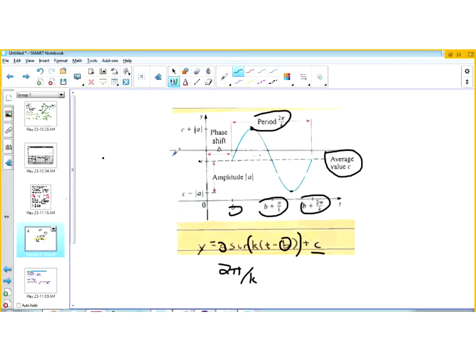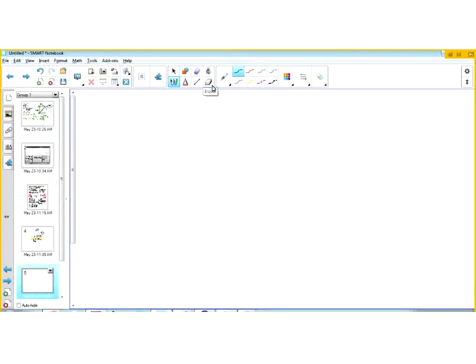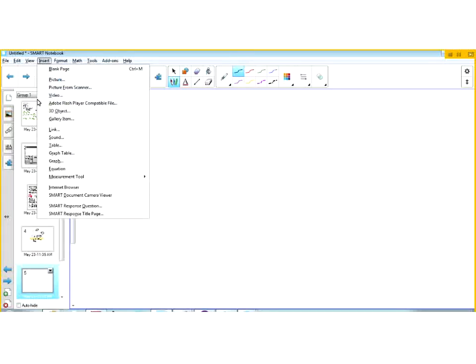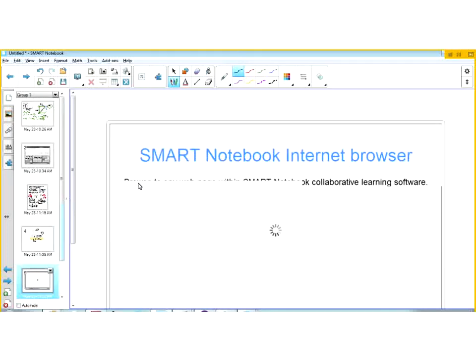I have a sequence of graphs I'd like to show you. I think we have all the theory now to graph sine and cosine functions, and we'll get to the other four as soon as we become more proficient in these. So we'll just confine our graphing to sine and cosine. Let me insert an internet browser, and we'll go back to our graphing tool.